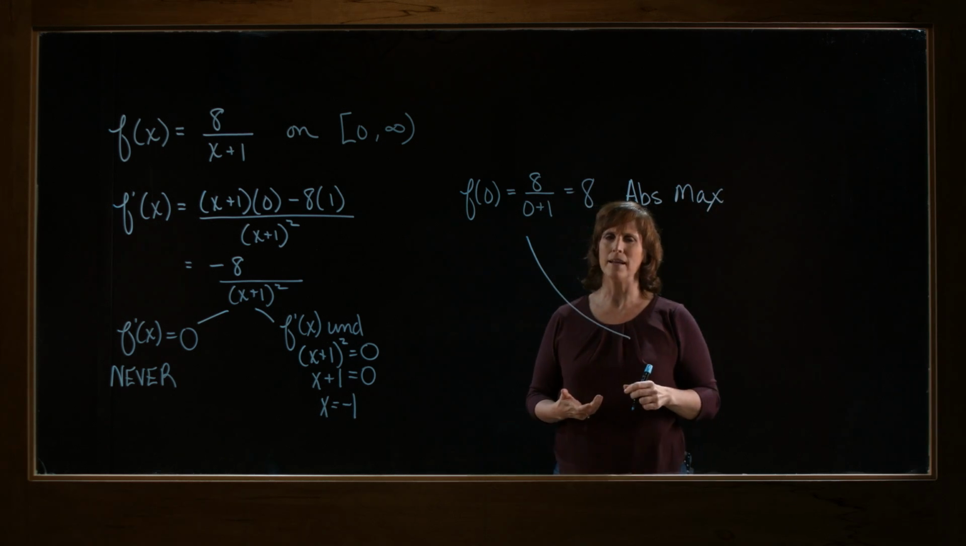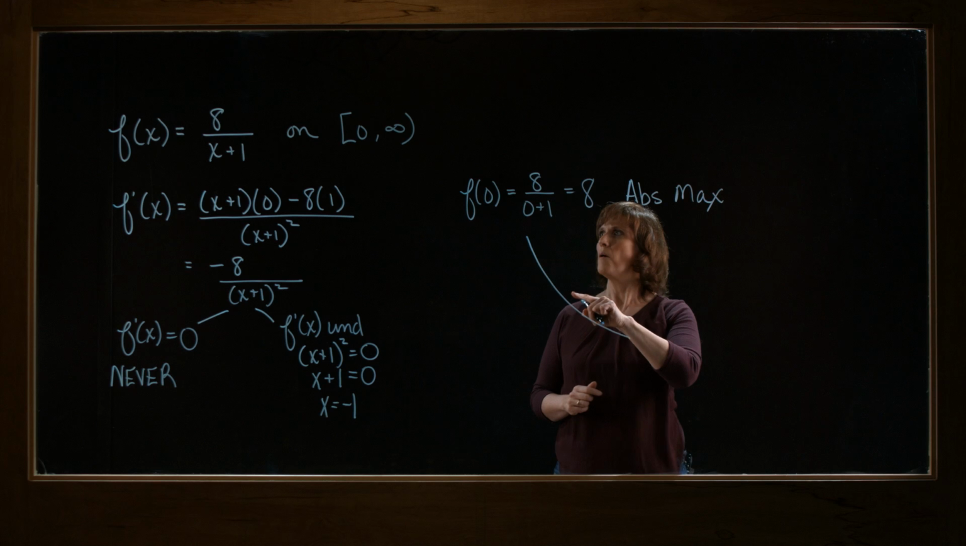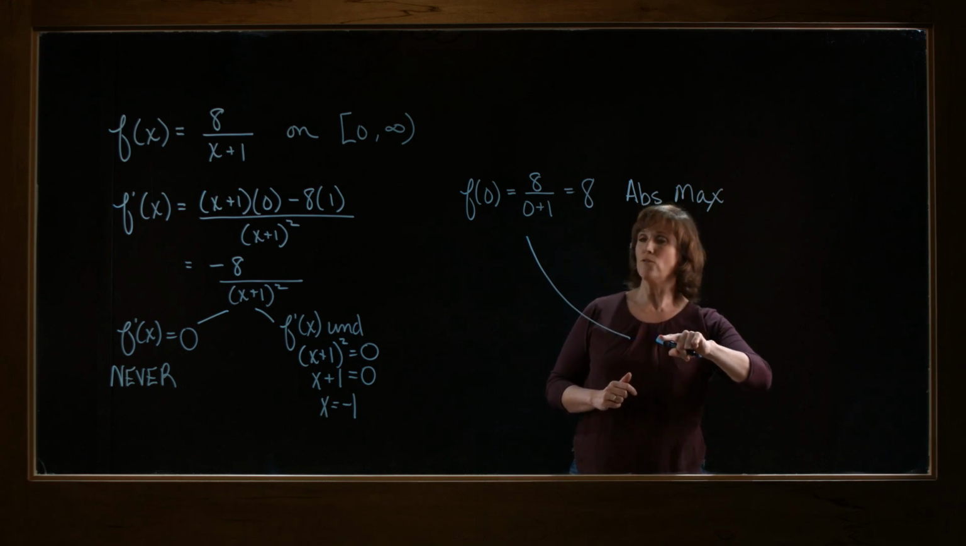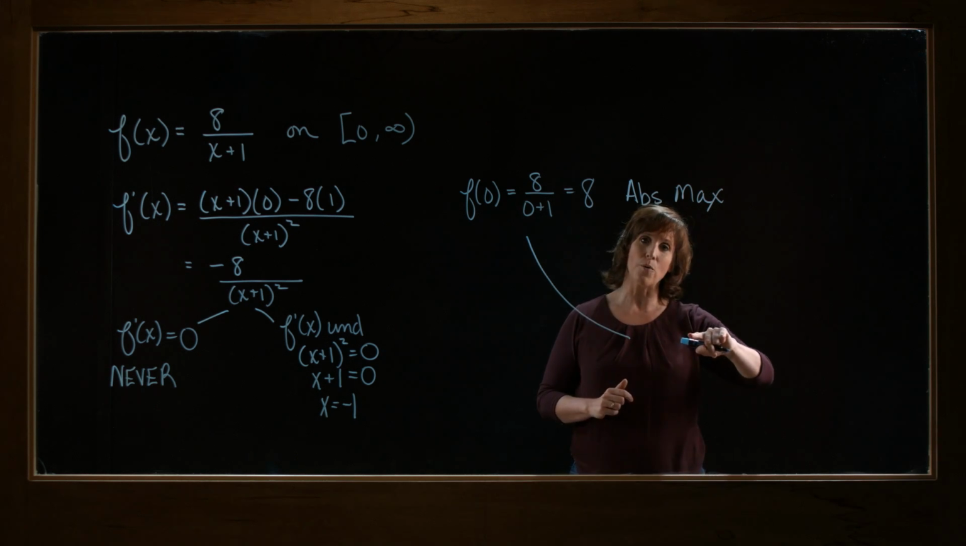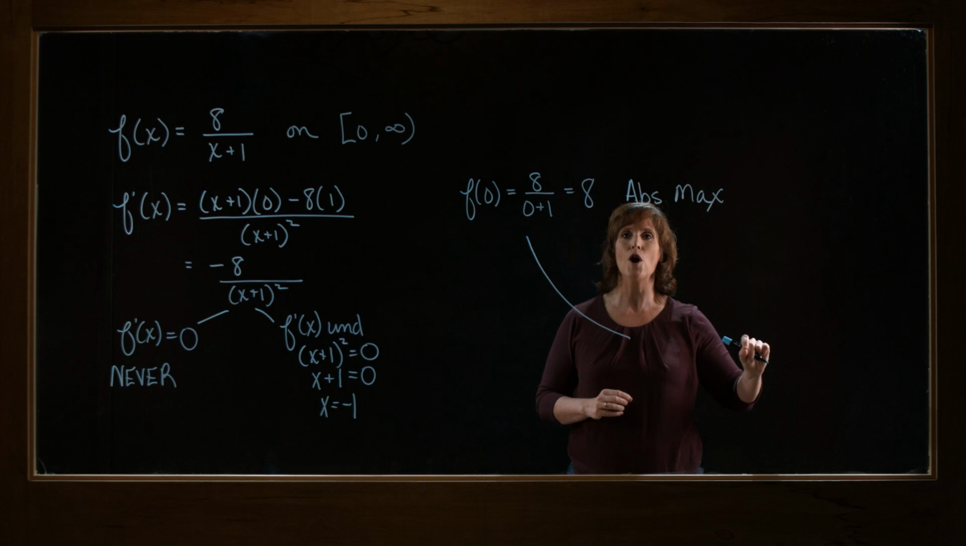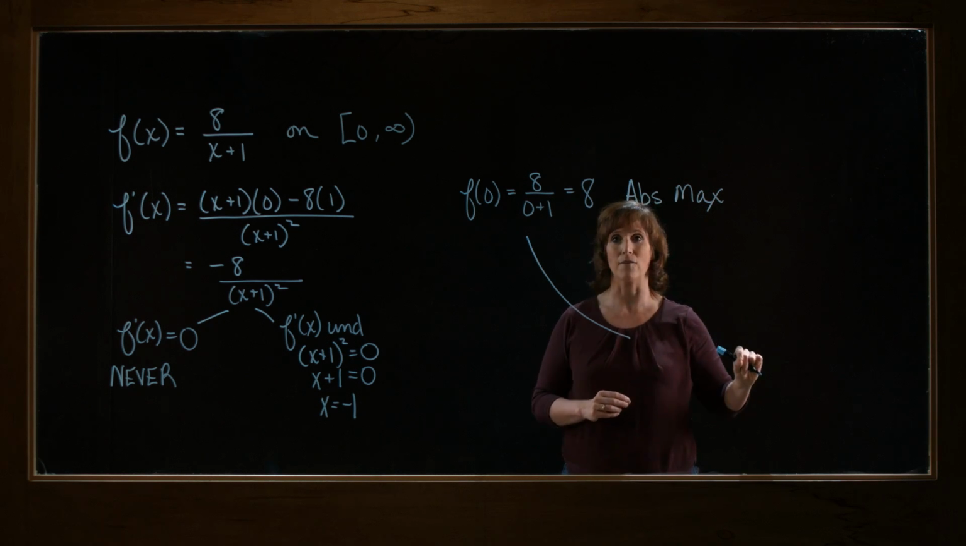Now, what about an absolute minimum? Okay. Well, because my interval goes to infinity, this graph keeps getting lower and lower and lower, and there's no lowest point on my graph.